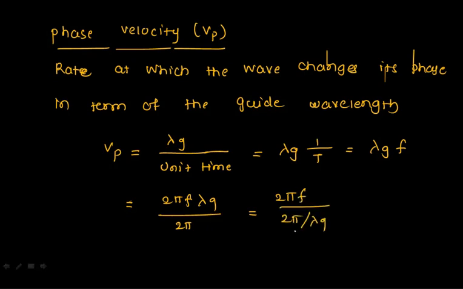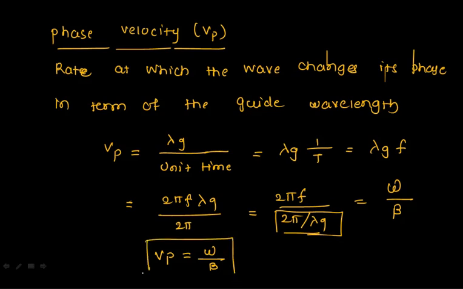And if you do recall, this particular constant 2 pi by lambda g is nothing but beta. So you write here omega, 2 pi f is nothing but omega. So again we can write my phase velocity is equal to omega divided by beta. So you can write your phase velocity relationship like this. If you know the angular velocity and the phase constant, you can calculate the phase velocity. Okay? So this is all about how we can write it.